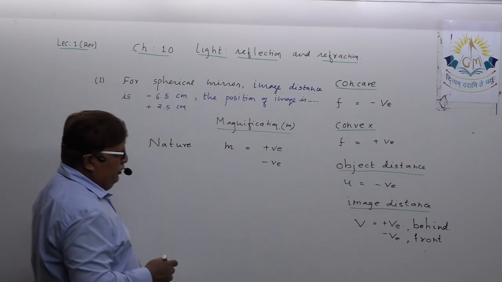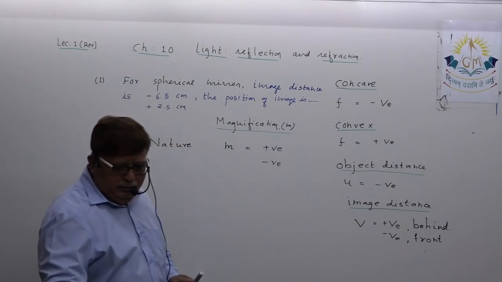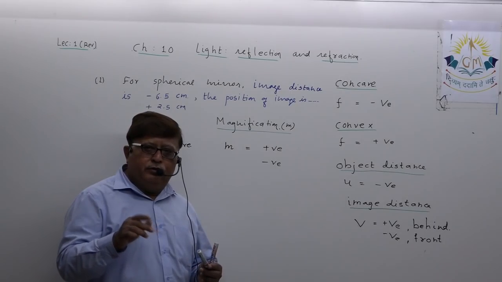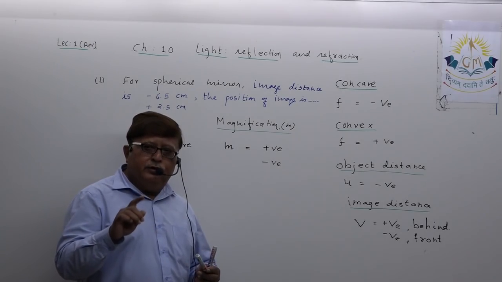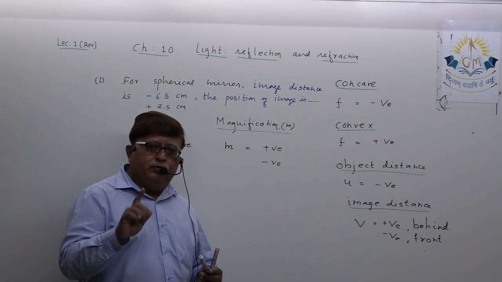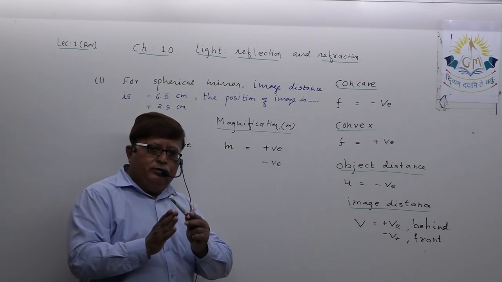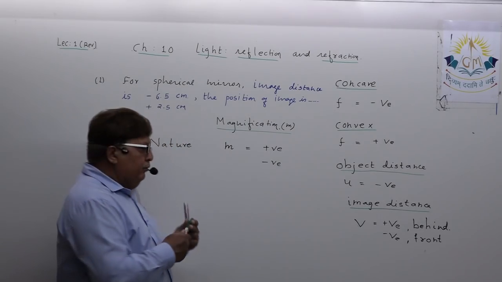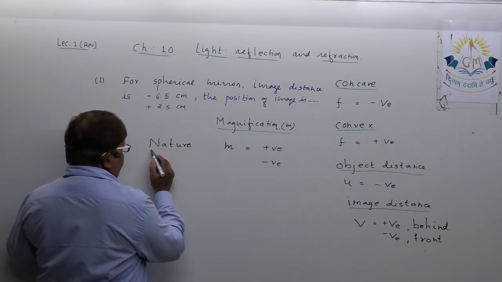Because in questions every now and then you are looking for this: find the position, nature, and size of the image. I want to bifurcate all three words conceptually. Nature.